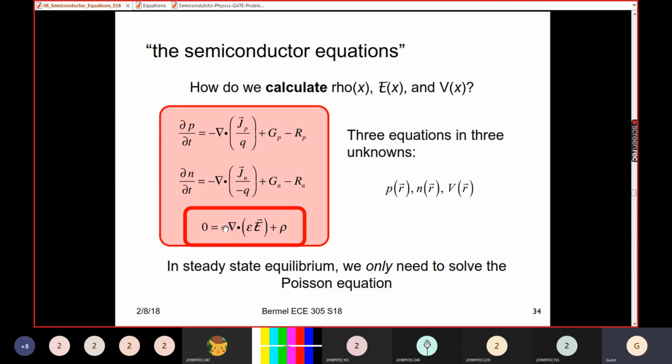In case rho of x, E of x and V of x remain unknown, and if three equations are unknown, then automatically the Poisson equation will come into the picture. Okay, so the Poisson equation is usually a counting process. I repeat, the Poisson equation is usually a counting process.